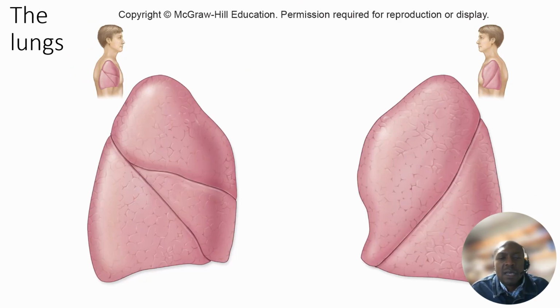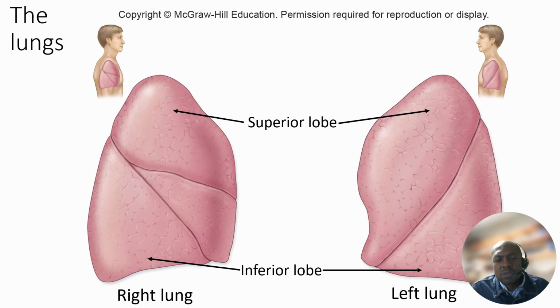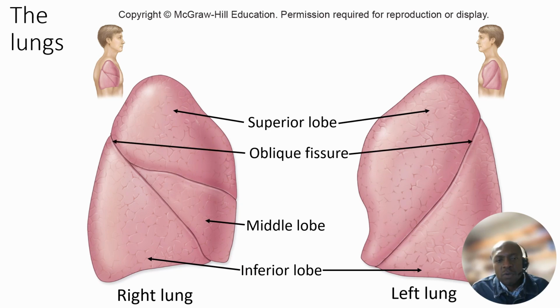And so the lungs, on the left side, there are only two lobes, and there's an oblique fissure. On the right lung, there are three lobes. And the reason is the heart is on the left, so it's in that area. So you have a superior and inferior lobe, and you have a middle lobe only in the right lung.